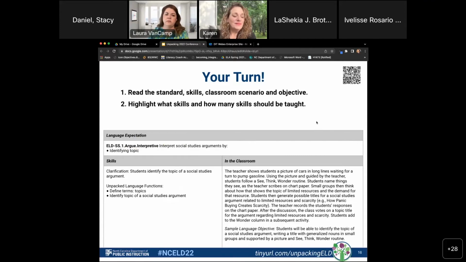That's our first skill. Yes, you're going to be highlighting the skills and how many skills should be taught. And I'm going to give everyone a moment to think about that. I don't want to go too fast here. So for yourself, highlight what skills and how many skills should be taught.